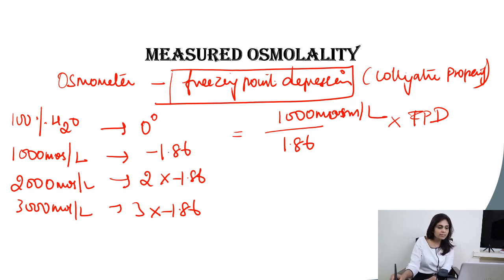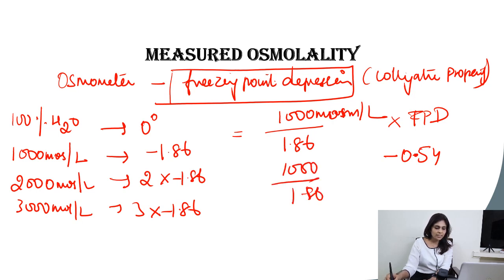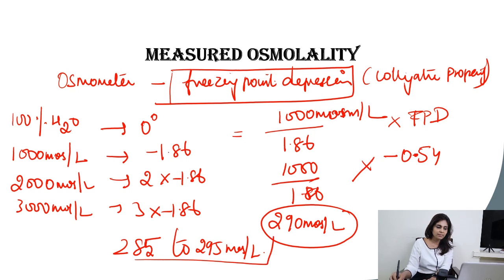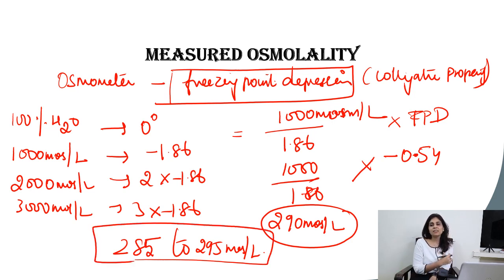It is calculated as 1000 by 1.86 into the freezing point depression of plasma. Usually a normal person's plasma freezes at minus 0.54. So the formula would be 1000 by 1.86 into 0.54. If you calculate, you will get 290 milliosmoles per liter. That is why we say normal serum or plasma osmolarity is 285 to 295 milliosmoles per liter. So this is about measuring osmolality.